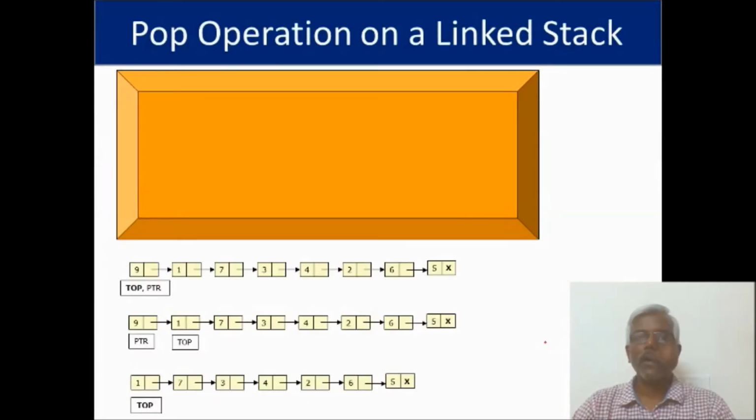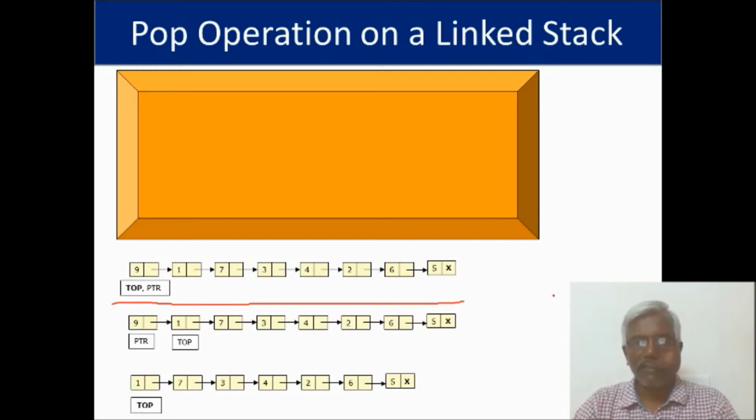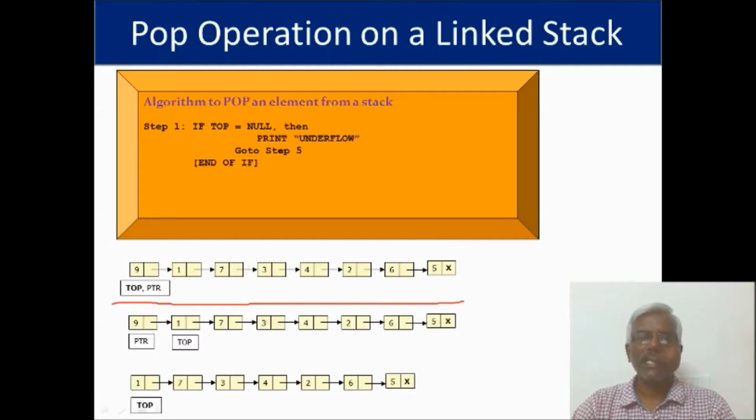Next, pop operation on a linked stack. You just imagine a stack. For performing a pop operation, the linked stack should have at least one node. So for that we have to check the empty condition. This is the algorithm to pop an element from your stack. What is step 1? We have to check the underflow or empty condition. If it is underflow, if there is no node in the stack, we cannot perform any pop operation. So if this condition is false, now there is some element in the stack.